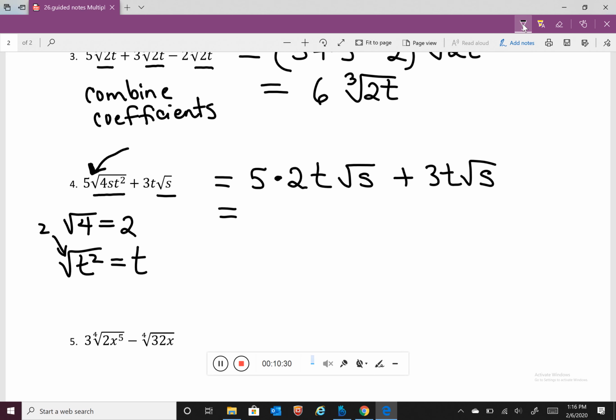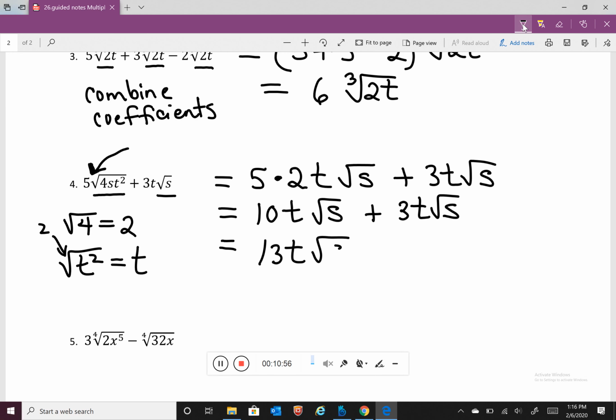Performing the multiplication, we have 10t times the square root of s plus 3t times the square root of s. And now our radicals are like each other. And notice also that the coefficients are like each other. 10t is like 3t. So we add the numeric coefficients, giving us 13t times the square root of s.